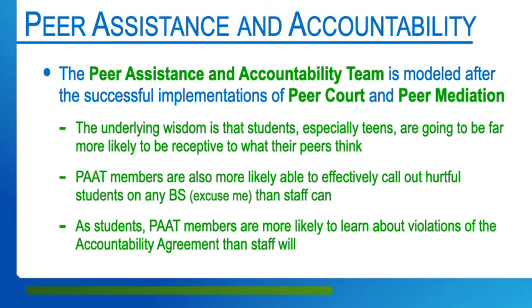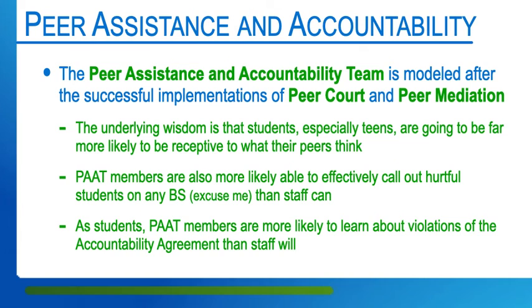The underlying wisdom is that students, especially teens, are going to be far more receptive to what their peers think. Peer assistance and accountability team members are also far more likely to effectively call out the hurtful students on any BS that they set forth in a meeting than staff can. And as students, the team members are more likely to learn about violations of the accountability agreement than staff will.